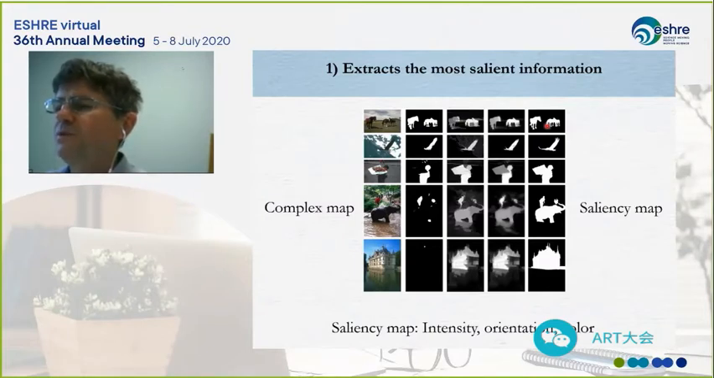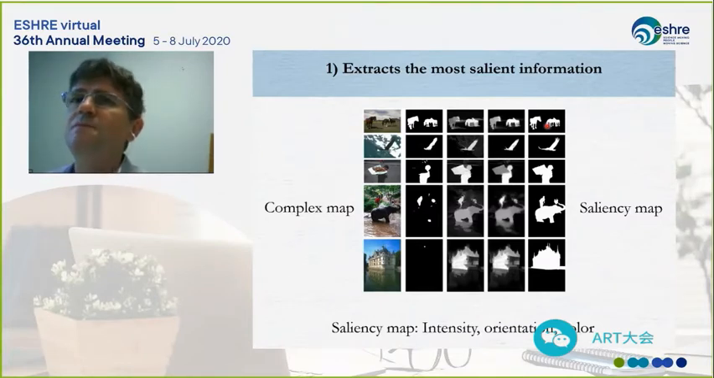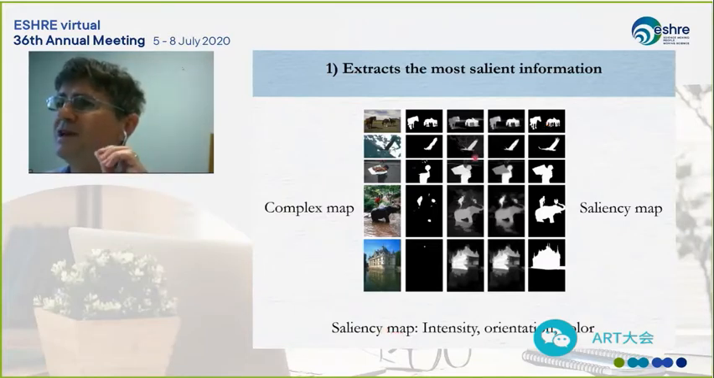When I was younger, I used to be a bird watcher, and I do remember that I could identify birds just by looking at their essential characteristics, features like the movement of the wings, or the way they were singing, for example. So the saliency map algorithm extracts the most salient information.